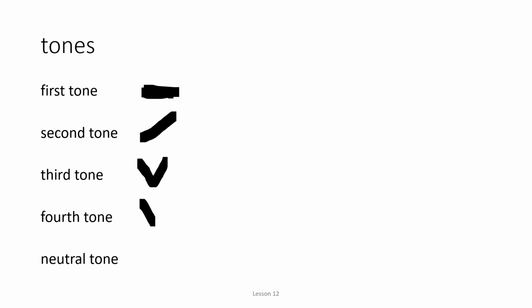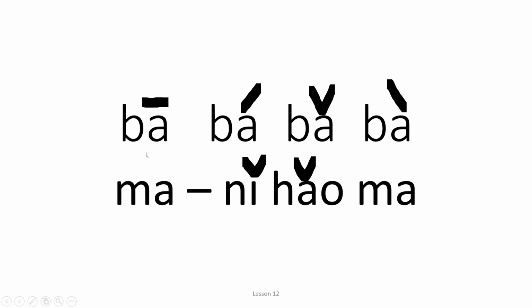Let's look at some examples. Ba, ba, ba, ba. That's the first, second, third, and fourth tone. The neutral tone is in spoken language. For example, 你好吗? Which means, how are you? The ma in this sentence is a neutral tone.